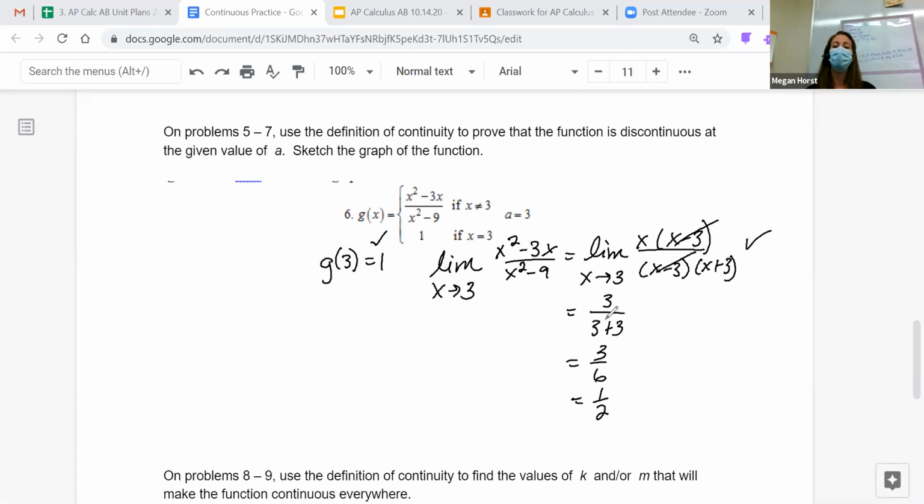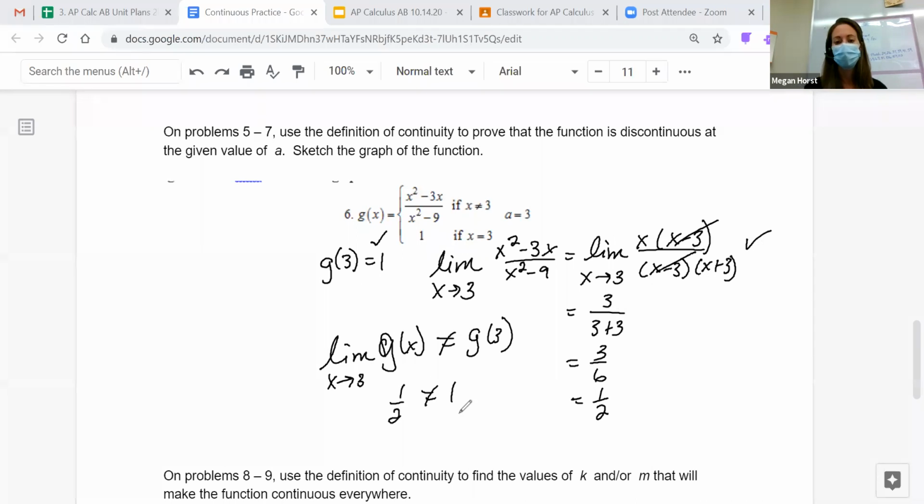So my first criteria and second criteria are met, and now I need to see if these two equal each other. So our problem arises here because the limit as x approaches 3 of g of x does not equal g of 3. Or in other words, 1/2 does not equal 1. And if we were to graph this function, we would have a rational function with a hole at 3, and then we would have a filled in hole at 3 with an output of 1. And so you could graph this in Desmos quite easily. I'm going to keep cruising just for time.